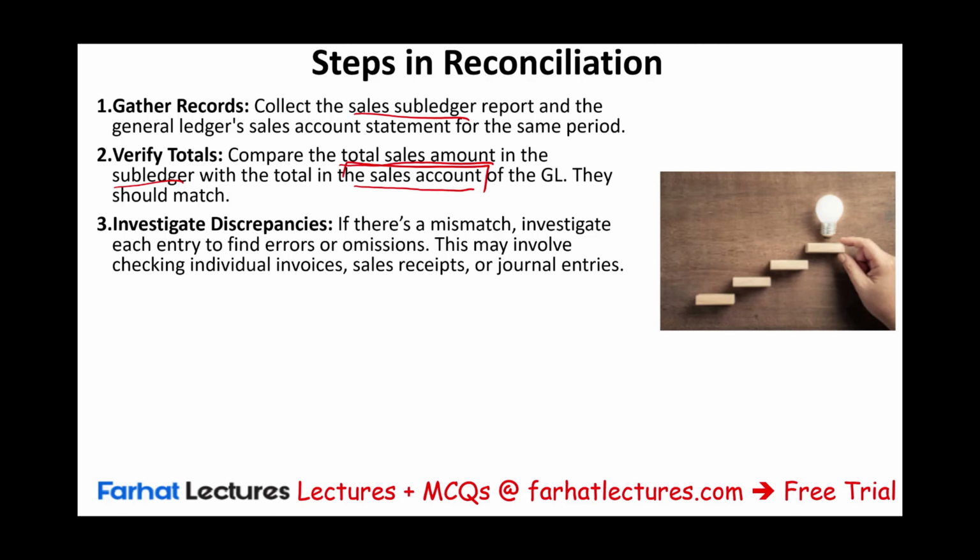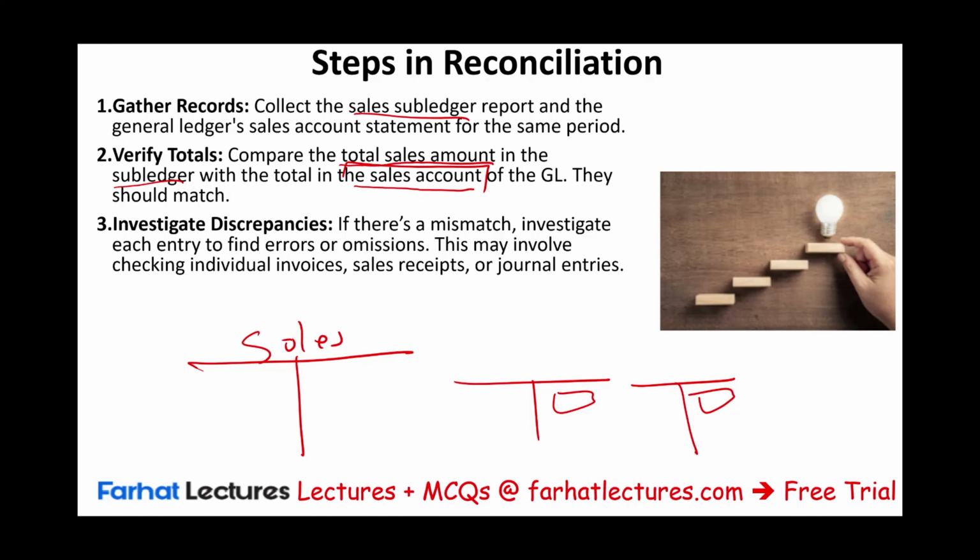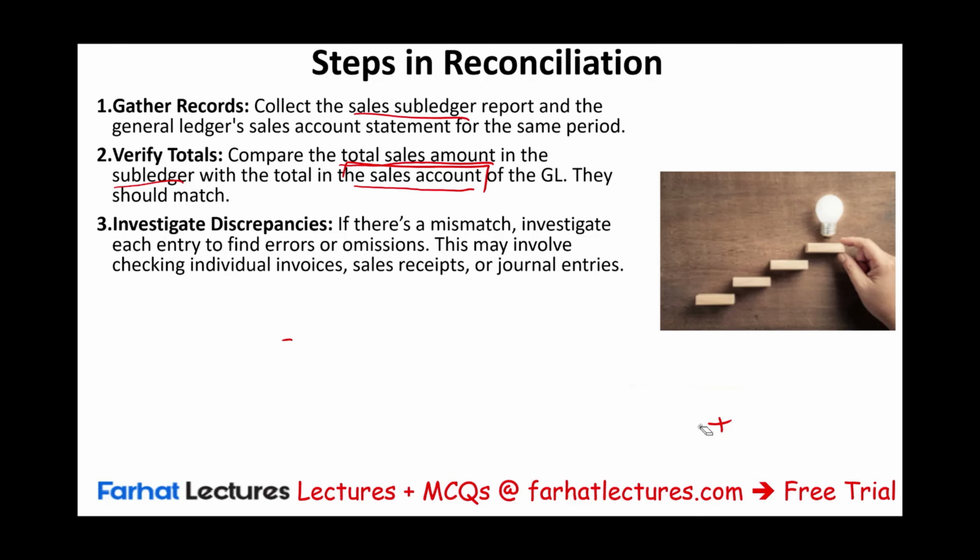So simply put, we also have a sales general ledger, and for every customer we have the sales record. But remember, sales is a credit record. So we add up all the sales subledgers, and they will add up to the sales general ledger. Don't worry, we're going to look at an example if this is not making sense yet. You investigate any discrepancy. If there is a mismatch, investigate each entry to find the error or the omission. This may involve checking individual invoices, sales receipts, or journal entries.